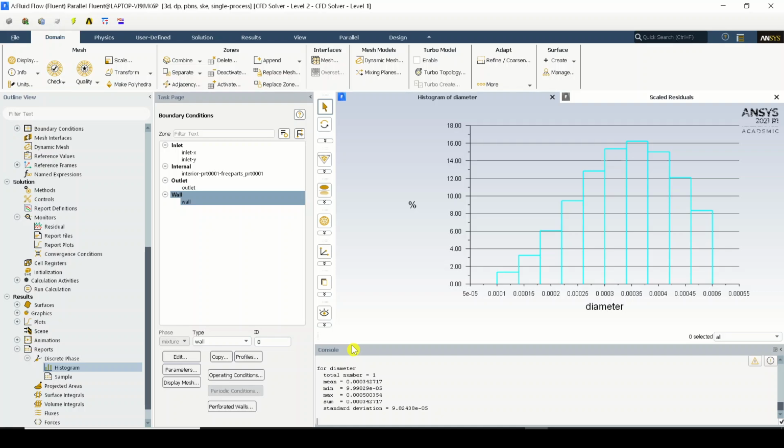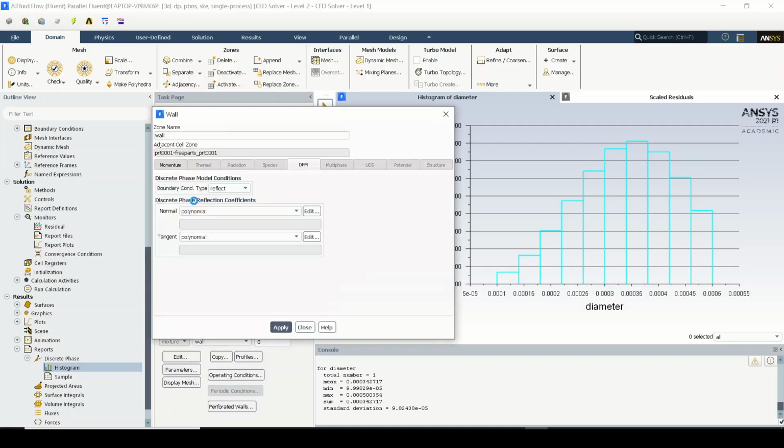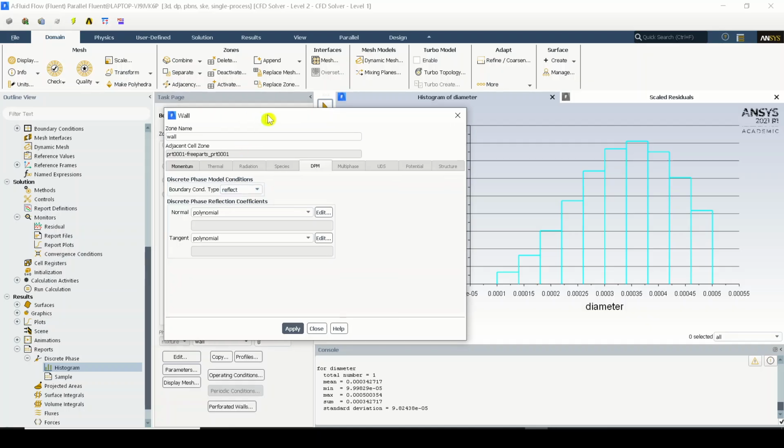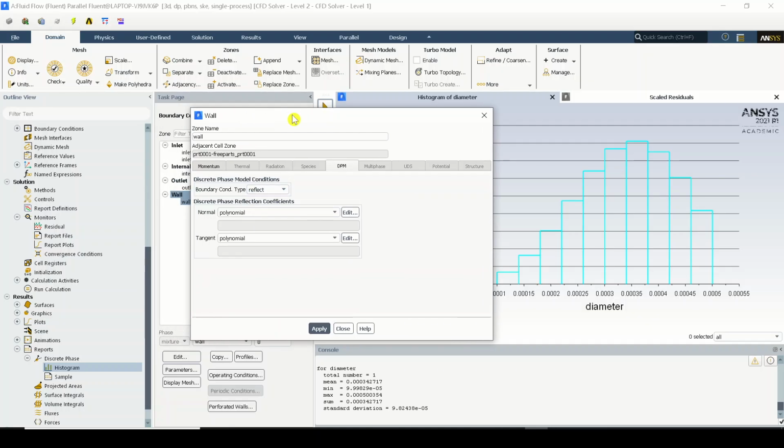Let us continue the discussion and see what all we can do with DPM. By default, I mentioned in the previous video that the boundary condition type for discrete phase model conditions is reflect for the walls. Now, if you want the particles to be trapped, and you don't want them to reflect off, then you can simply change the boundary condition from reflect to trap and click apply and close.